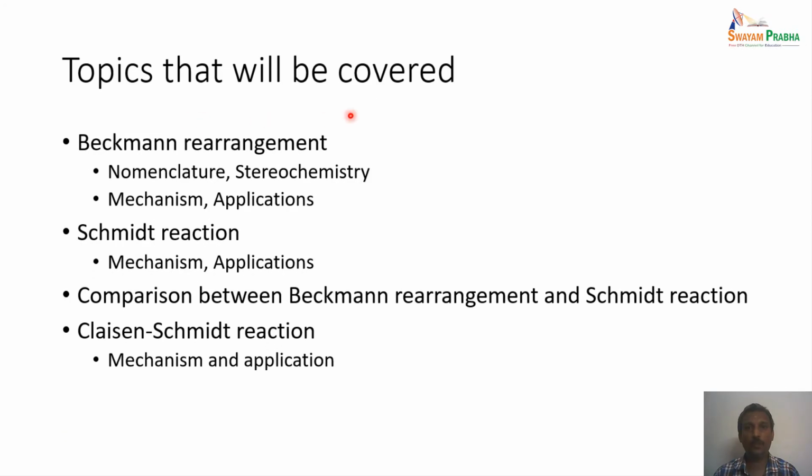The topics that will be covered include the Beckmann rearrangement. Here we will be studying the nomenclature, stereochemistry, mechanism and applications of the Beckmann rearrangement. Afterwards, we will be studying the Schmidt reaction, its mechanism and applications. Then we will study the comparison between the Beckmann rearrangement and the Schmidt reaction. Finally, we will study the Claisen-Schmidt reaction, focusing mainly on the mechanism and application.